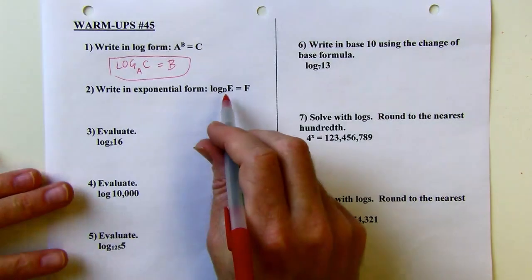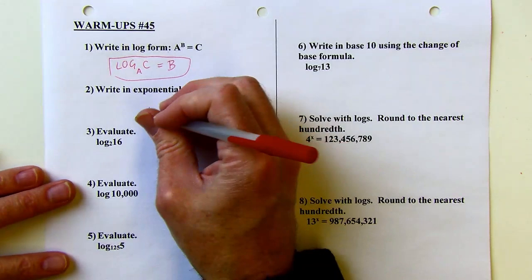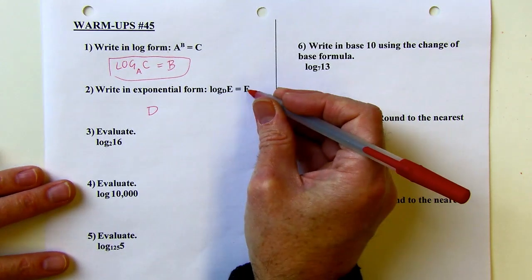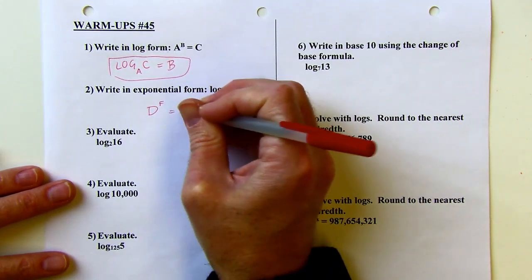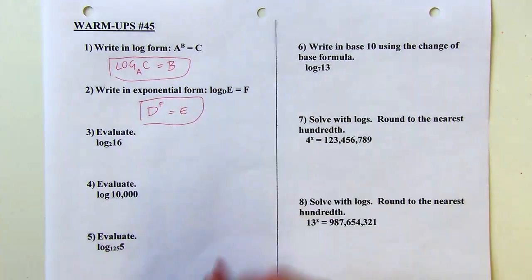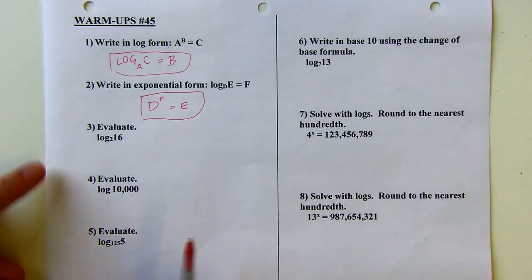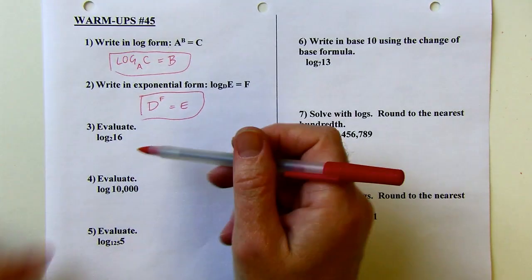We're going to go the opposite direction here. We're going to write this one in exponential form. So the base is going to be d. The exponent is the isolated part. That's the f. And then the e would go over there. Okay? All right.